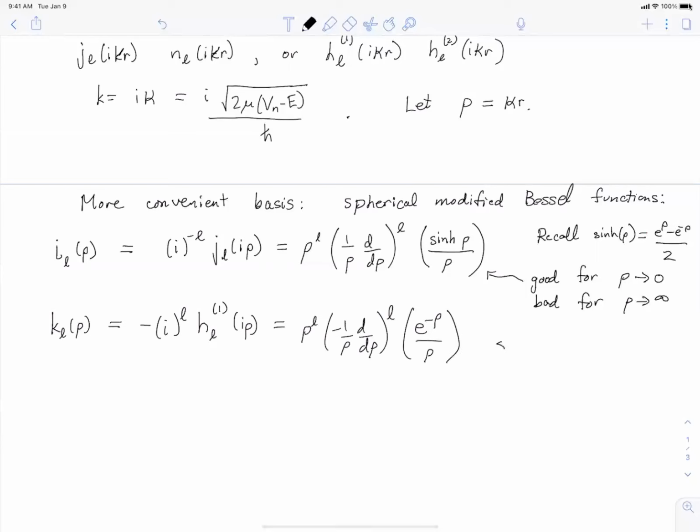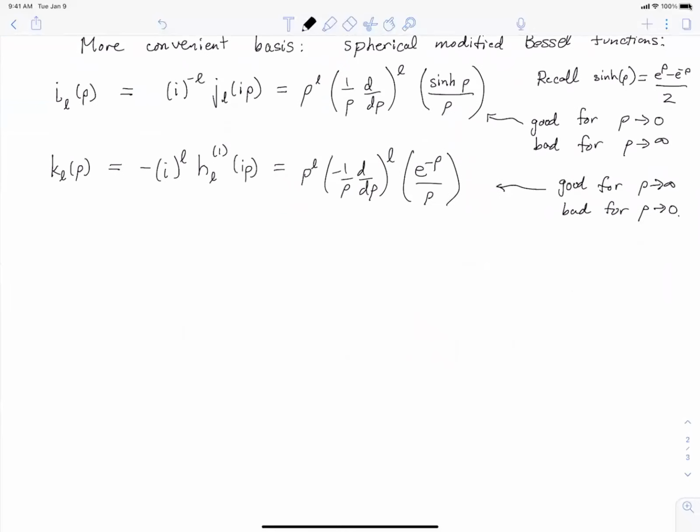So when is this thing good? This thing's good when rho goes to infinity, because then it's exponentially small, which is well behaved. But it's not good at rho equals 0, because at rho equals 0, this is going to 1, and then we're doing 1 over rho. Okay, and so this is good in the opposite limit. This is good for rho goes to infinity and bad for rho goes to 0. Okay, so all of those linear combinations can be useful depending on the particular situation.